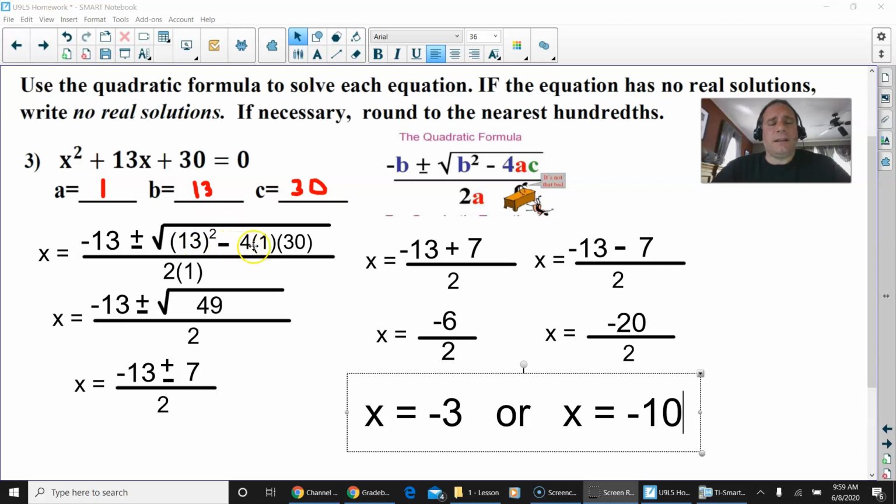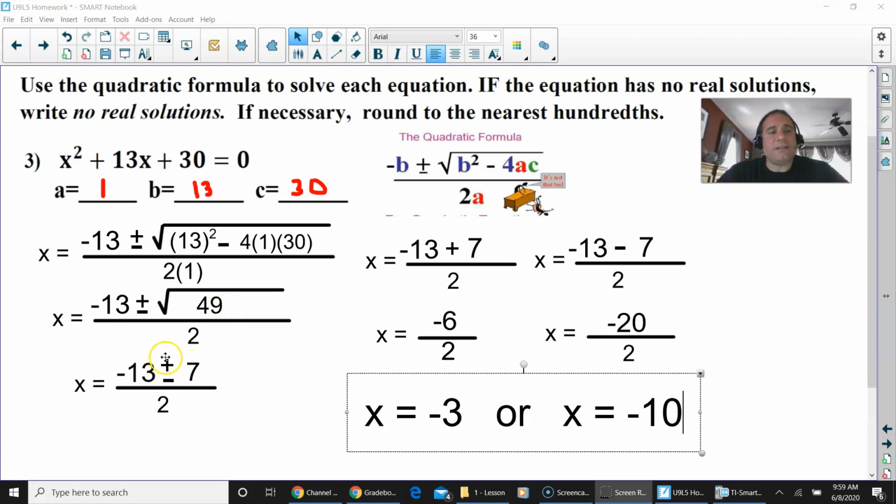So it's 49. If it's greater than 0, it is going to have 2 solutions. If it's equal to 0, it has 1 solution. Less than 0, which is a negative number underneath the square root, you can't do that. That means no solution. So negative 13 plus or minus the square root of 49, and that is a perfect square, which is 7.